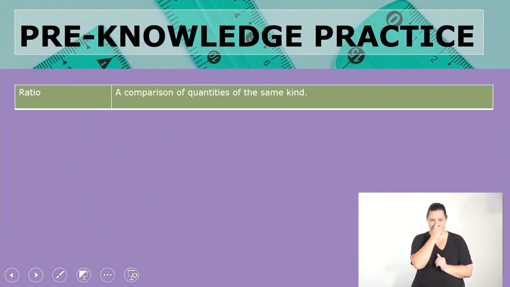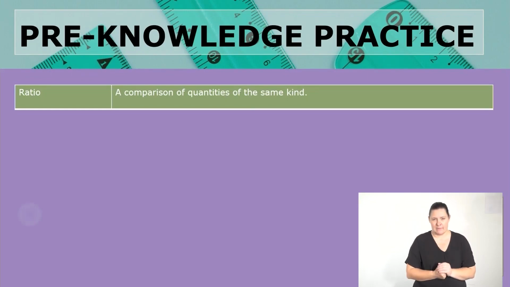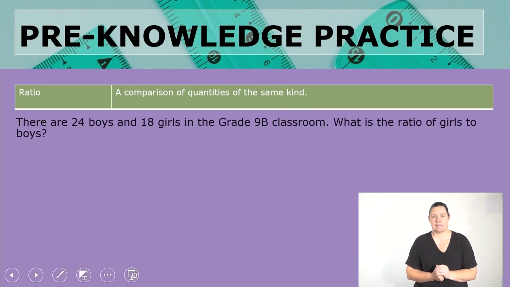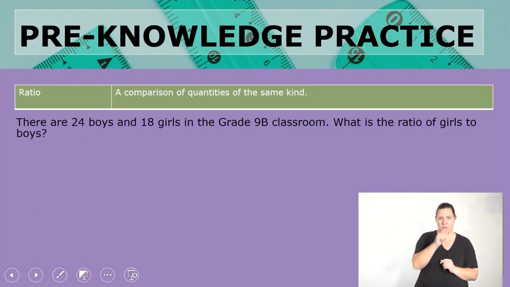All right, let's move on to the next one. Ratio. Remember what ratio means. It's a comparison of quantities of the same kind. We are now comparing learners to learners. So it means we can find the ratio of this. Let's read the statement there. It says, there are 24 boys and 18 girls in the grade 9B classroom. What is the ratio of girls to boys?